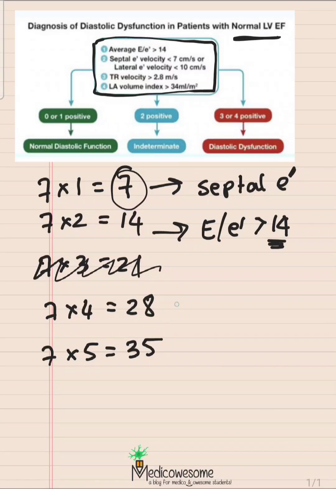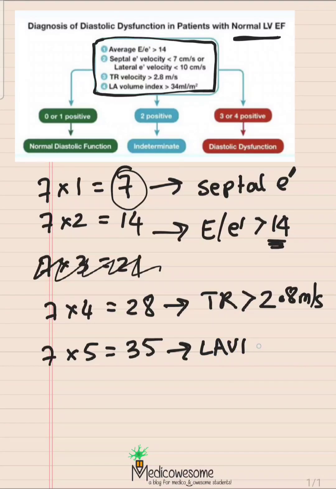7 times 4 equals 28. So that helps me remember that if the TR velocity is greater than 2.8 meters per second, that's one of the criteria. And then 7 times 5 equals 35. It's not exactly 35, it's close to 35. So the LA volume index greater than 34 milliliters per meter squared. If it's greater than 34, that's one of the criteria.